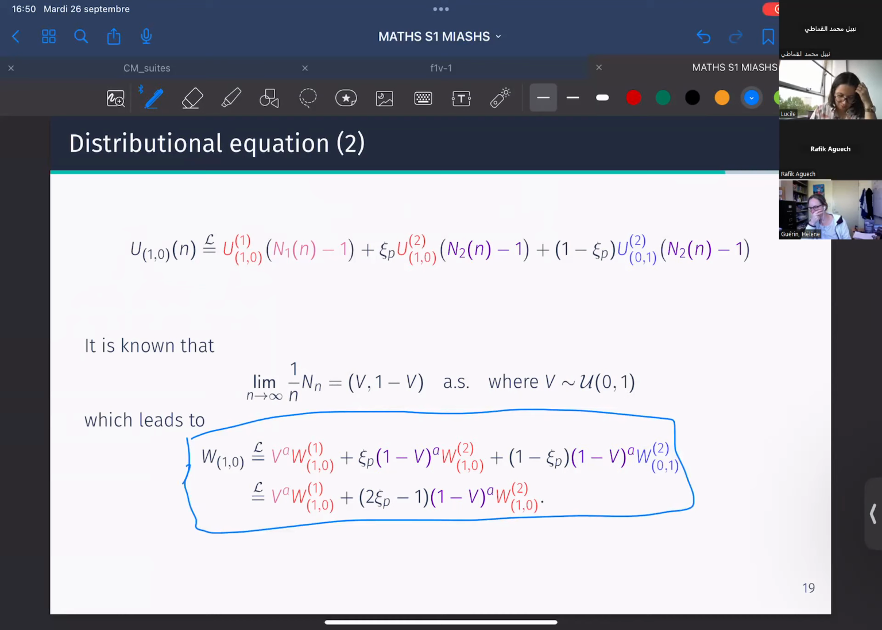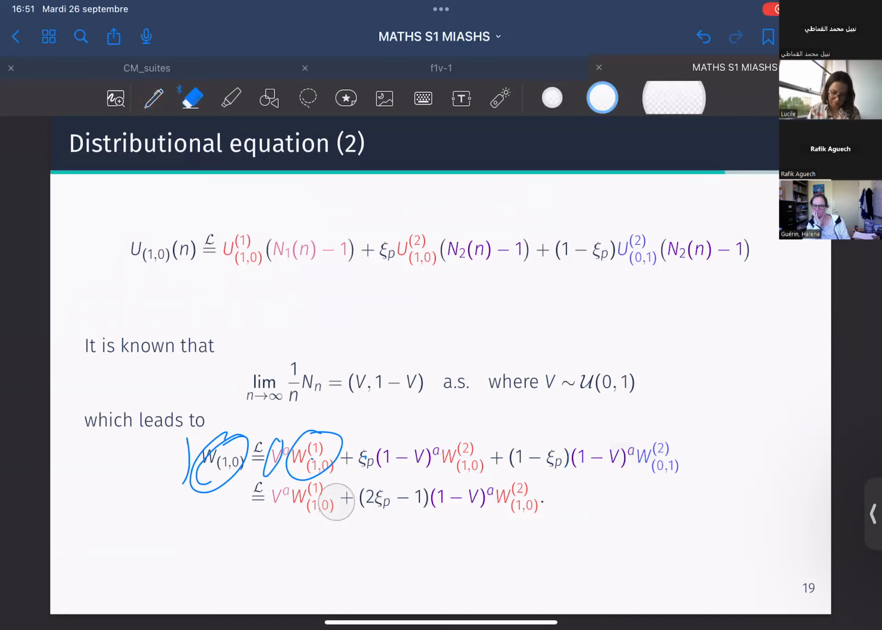equation. So here we have a uniform law to the power a. This has the same law as this one. This has the same law as this one again, but is independent of this one. This is just saying whether you add a red or a blue ball at time 2. And this is 1 minus this one.